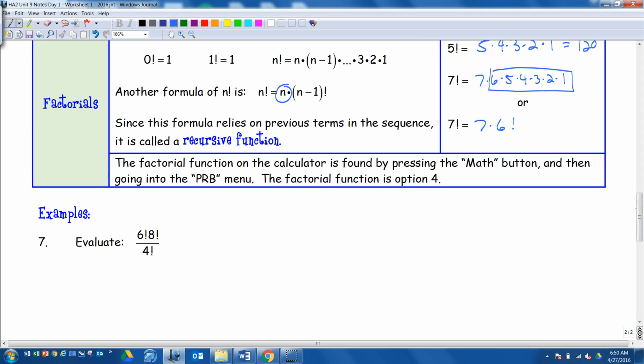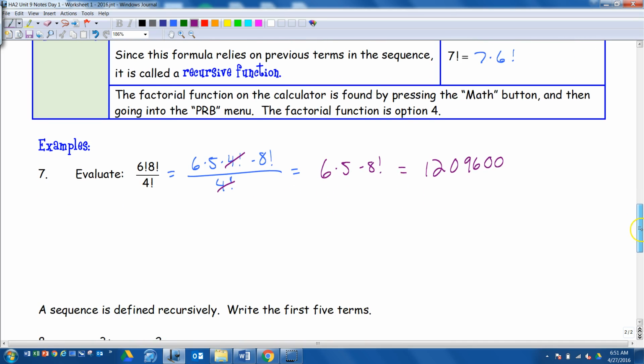Alright, so now we're going to evaluate this fraction here. I'm going to write this out as 6 times 5 times 4 factorial. All I did was peel off the 2 times 8 factorial over 4 factorial. By the way, there is a factorial button in your calculator under the math, then move over to PRB, and it's option 4. So what's nice about what I just did is the reason why I peeled these off and got to 4 factorial is now I can cancel out the 4 factorials. So basically it's 6 times 5 times 8 factorial. And if you type that in your calculator, which I'll show you in class, and if you missed class, I can show you when you come in the next day, you would get that value.